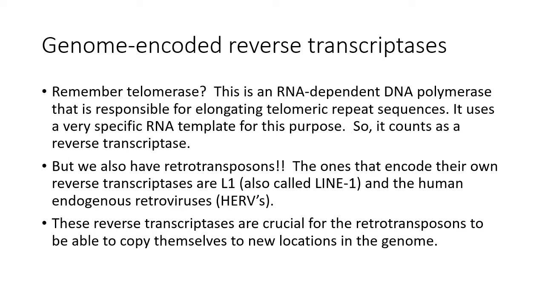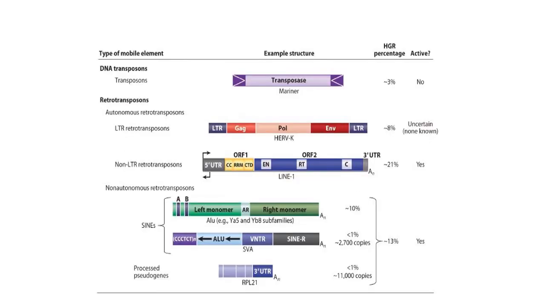But our retrotransposons are a more important source of reverse transcriptase in our genome. There's the one that's encoded by L1, and there's the one encoded by the HERVs. So these are, of course, crucial for these retrotransposons to copy themselves to new locations in the genome. Okay, so here's another picture of the genome organization of these things, and we'll talk about them more later. The main one I want to talk about today is the L1, which is a non-LTR retrotransposon that encodes its own reverse transcriptase. We'll do the endogenous retroviruses next time.